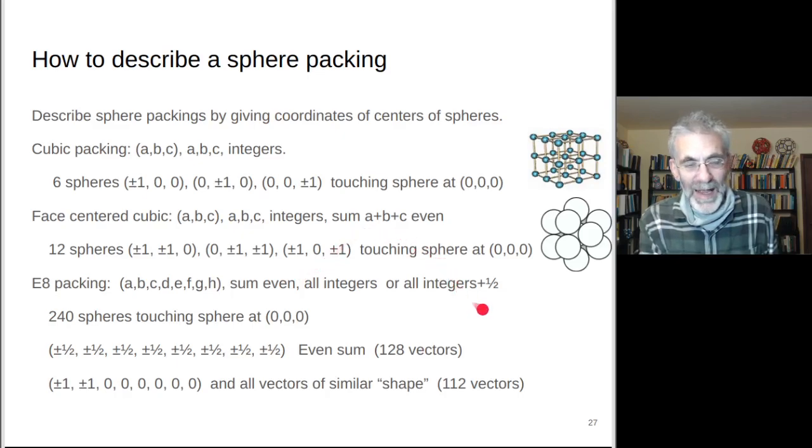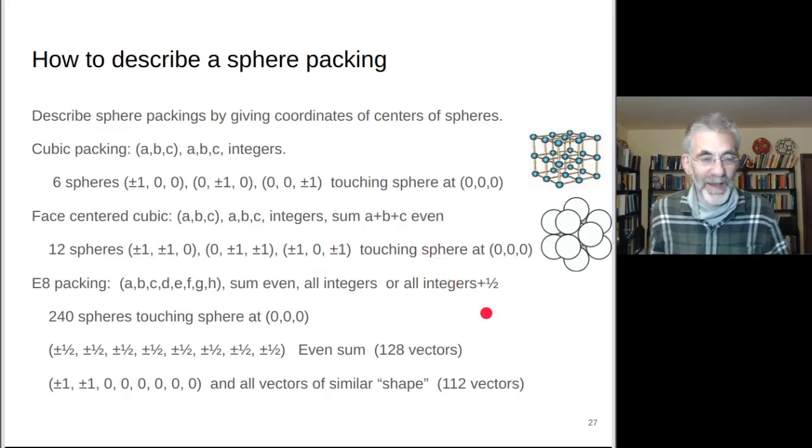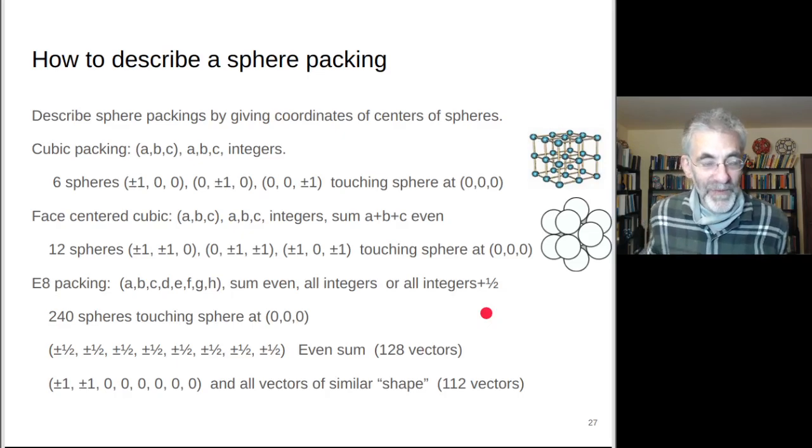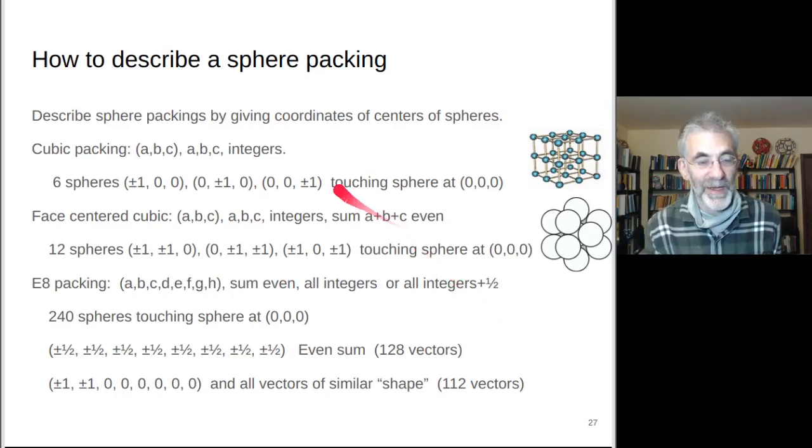So how do you actually describe these sphere packings? Well, one way to describe a sphere packing is to give the coordinates of the centres of the spheres in the packing. For example, to describe the cubical packing, you just say that the centres of the spheres are all coordinates A, B, C, where A, B and C are arbitrary integers.